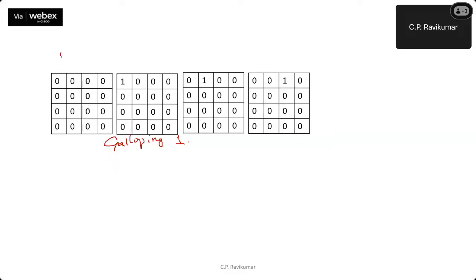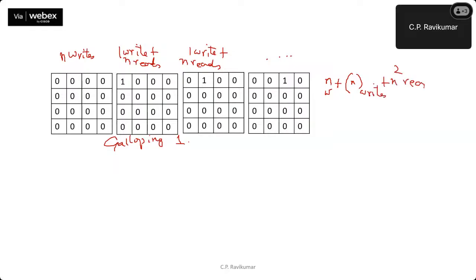So here we took n writes. Here, one write plus n reads. Then one write plus n reads. And so on. So totally we would have done n plus n writes plus n writes again plus n square writes. So this is very expensive. If n is in millions, you can see that this will become 10 to the power 12.